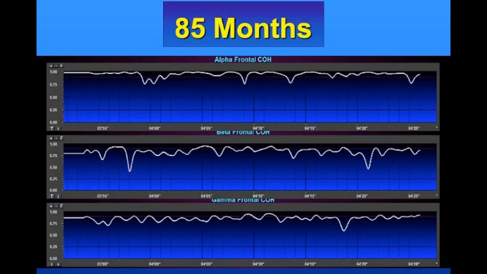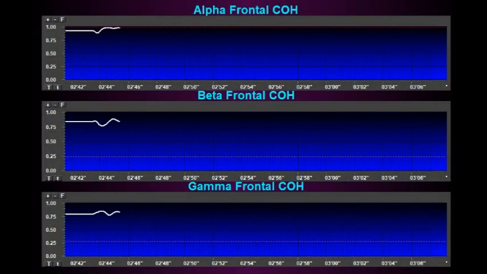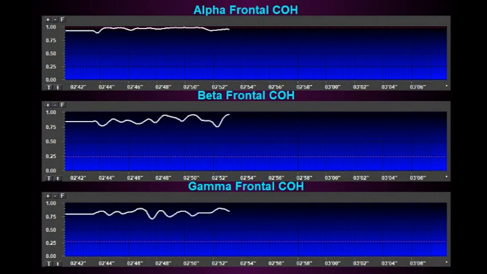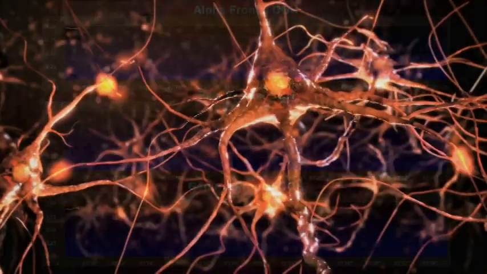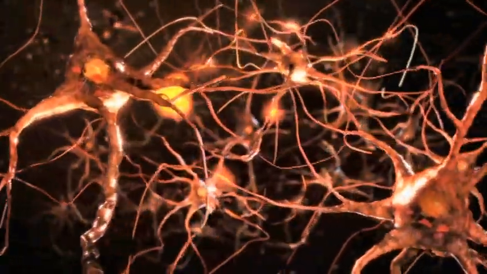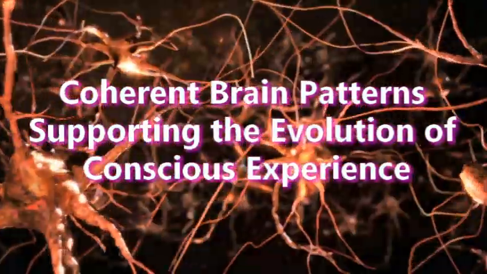This indicates a high level of brain integration supporting a very refined level of conscious experience. Here's that same individual. We're showing a video clip over 30 seconds. Notice that alpha, the observer, beta, the process of observation, and gamma, the observed, are all very, very high. This is quite remarkable and indicative of a very high level of brain integration supporting a very refined level of conscious experience. This is due to the fact this individual is practicing these technologies which support the evolution of conscious experience. So we've been happy to show you coherent brain patterns supporting the evolution of conscious experience.